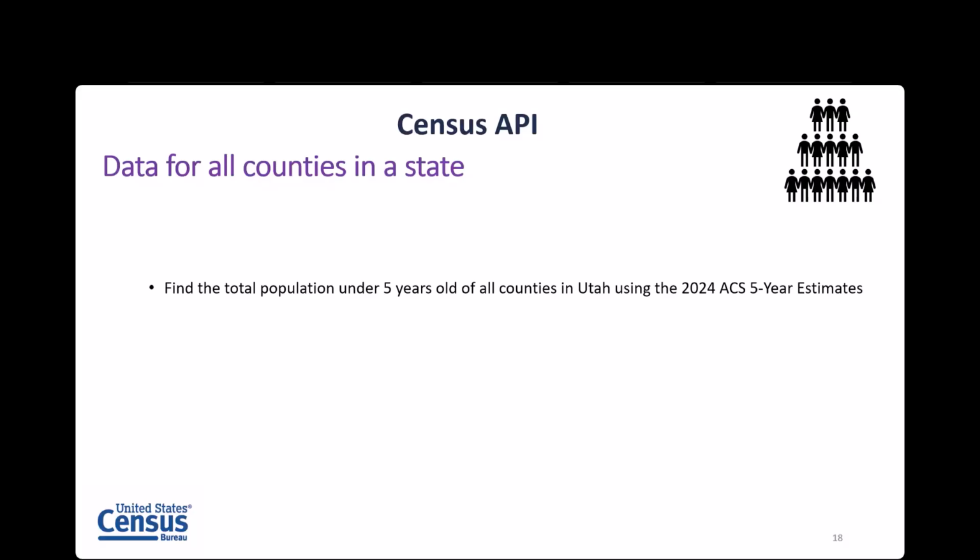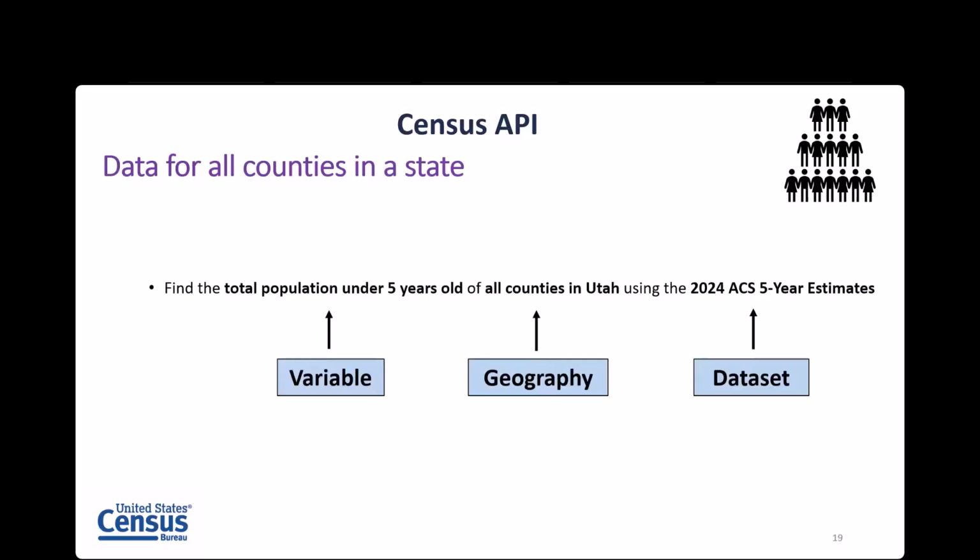And when I think of accessing data from the API, I like to break it down into a couple different parts. So 3 main parts here. We have a variable, a geography, and a data set. The variable we're looking for here was the total population under 5. The geography, all counties in Utah, and then the data set we're going to use is the 2024 ACS, or American Community Survey, 5-year estimates. So I'm going to head on over to my web browser and get started.